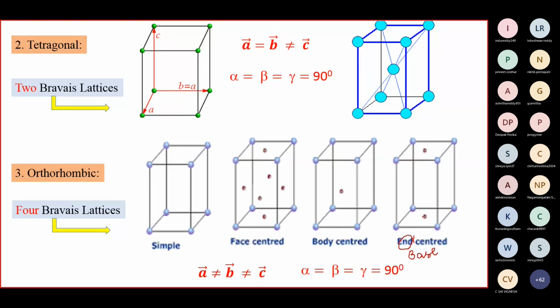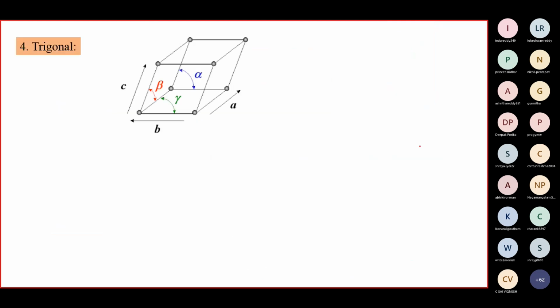See, it has additional atoms only at the bottom and top faces, not around. So this is one variation in orthorhombic. Then we have trigonal. Look at this and tell me what the parameters are quickly. Simple cube. A is equal to B is equal to C. Alpha equal to beta equal to gamma, but not equal to 90 degrees.